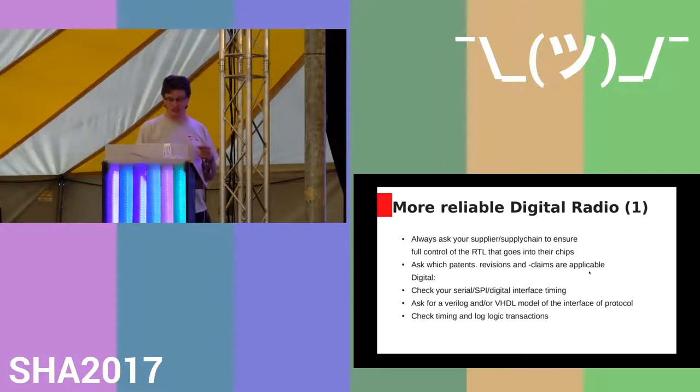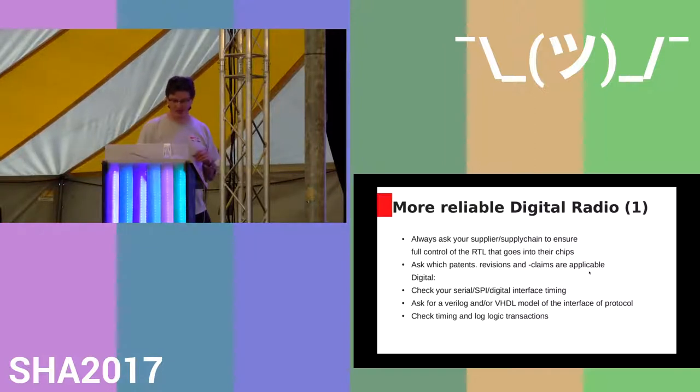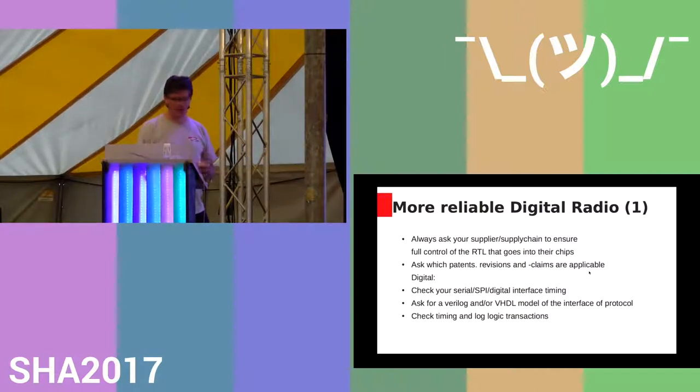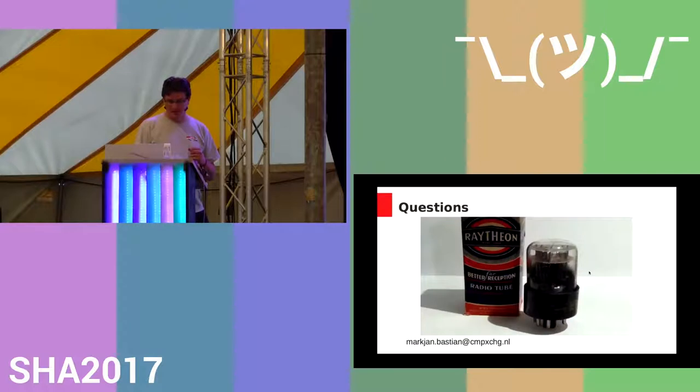You can also, of course, check your serial SPI and digital interface timing. It's very easy. I mean, a Saleae logic analyzer costs only a few hundred euros, and then you have a very good timing log. What you can also do is ask for a Verilog or VHDL model. Some vendors are already doing this, and with that you can actually verify whether your chip meets the specification. And so now I'm open for questions.